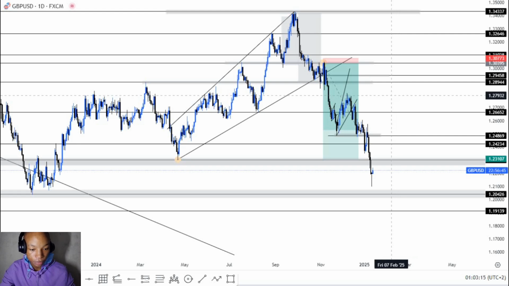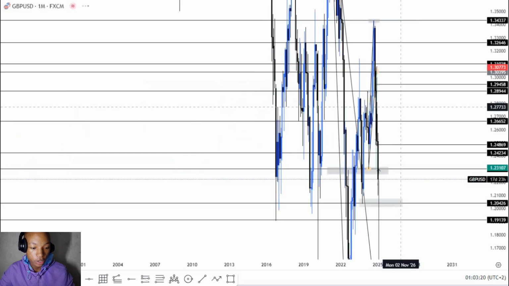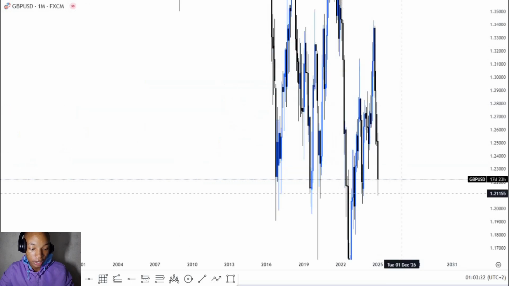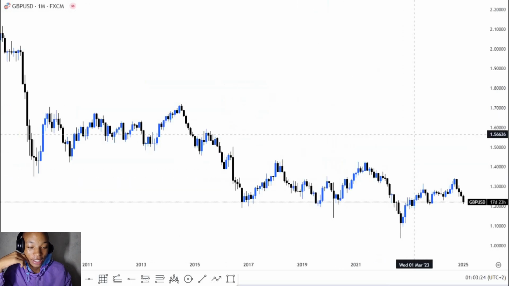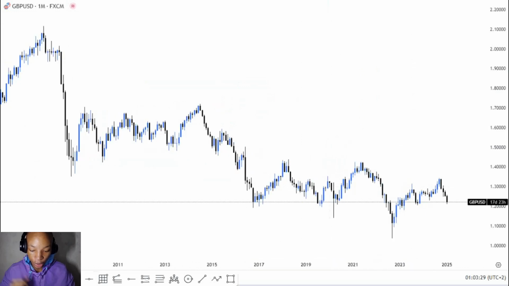Okay, but let's just check, right? So as you all know, this is a currency, so we're going to start from our 1-month chart, guys, right? So guys, we haven't been reanalyzing GBP USD for the longest, guys. Okay, but then let's just do it right now.